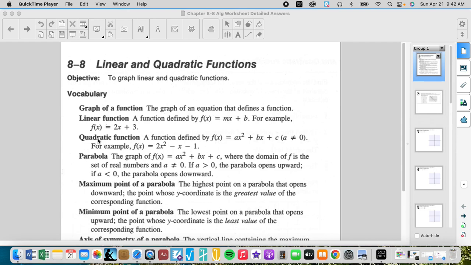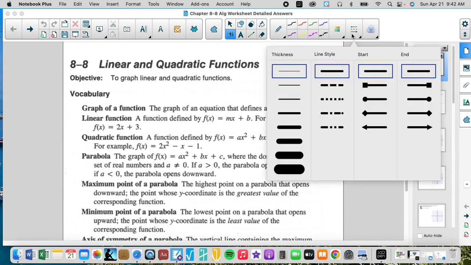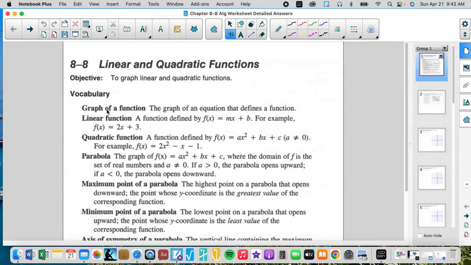So here we are. We are finally at linear and quadratic functions. So we're going to graph not only linear equations, which we should be pretty good at this point, but we're going to start to graph quadratic functions. So graph of a function, graph of an equation that defines a function.